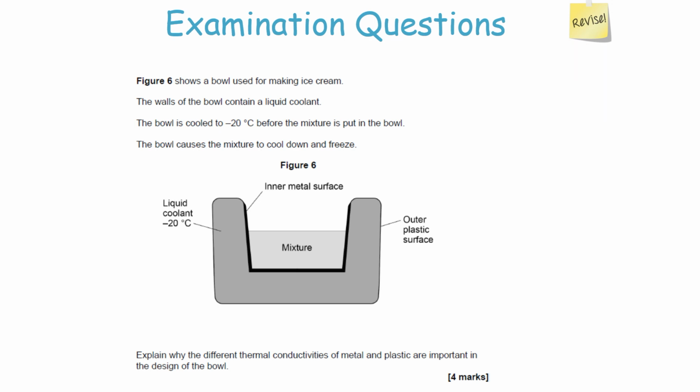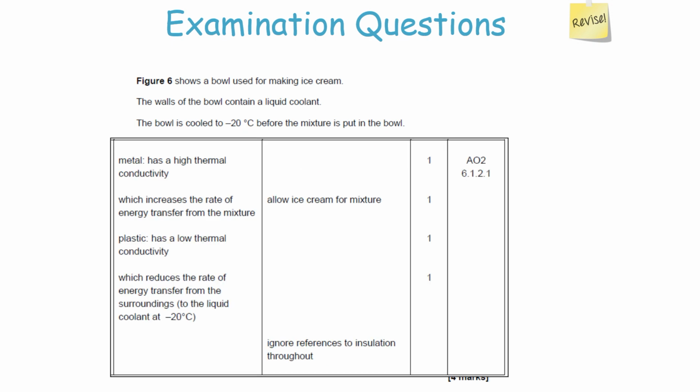So as mentioned previously, it's extremely important that you talk about both the metal and the plastic in your answer because the question is asking about both. So what would your answer be? Well, the first thing to note is that the metal has a high thermal conductivity. Now that's important because it will increase the rate of energy transfer from the mixture, from the ice cream, whilst plastic has a low thermal conductivity, which means it's a good insulator. Remember, the higher the conductivity, the worse the insulator, and vice versa.